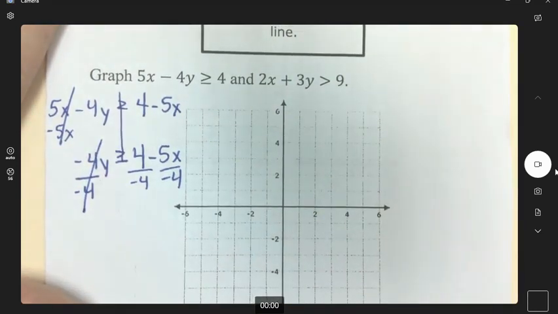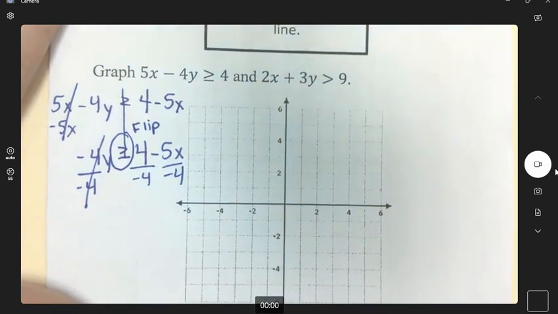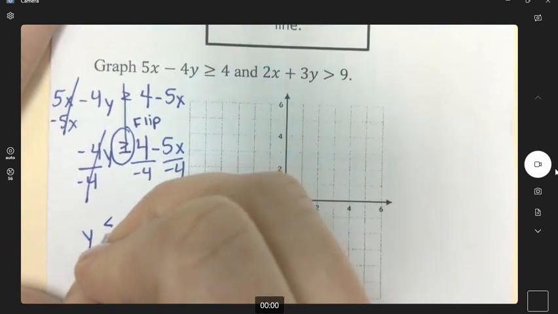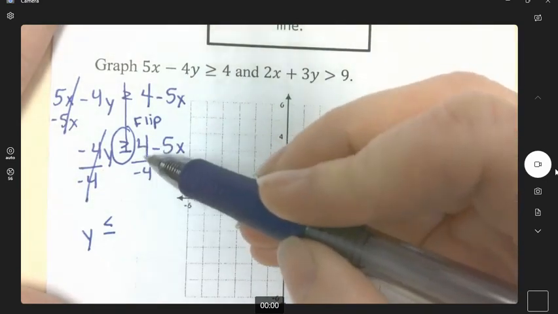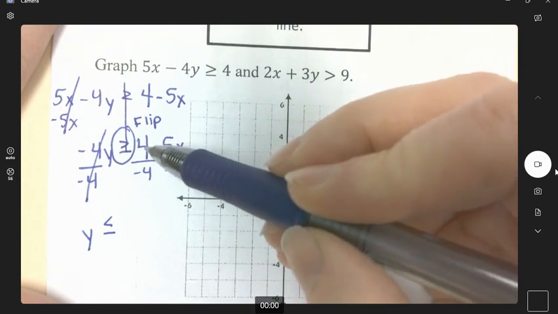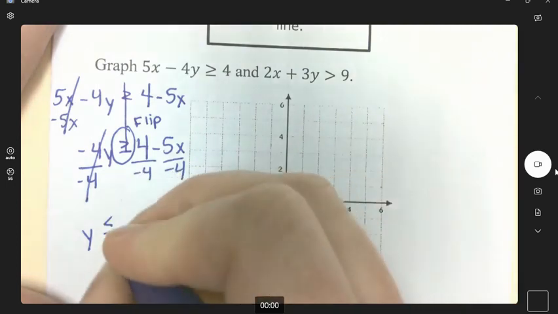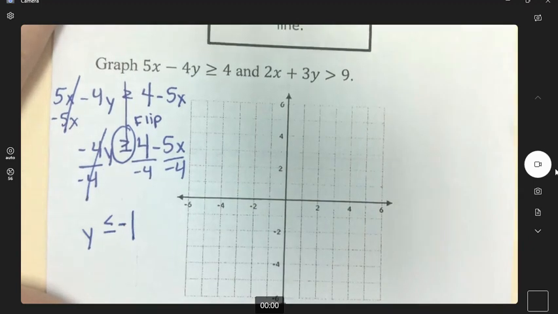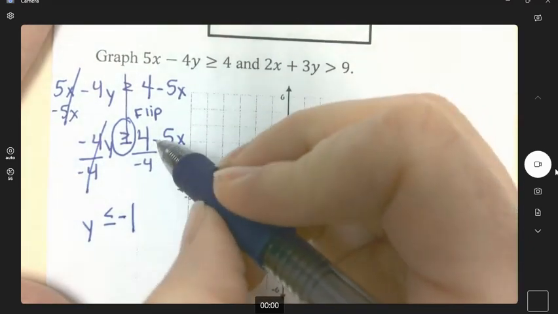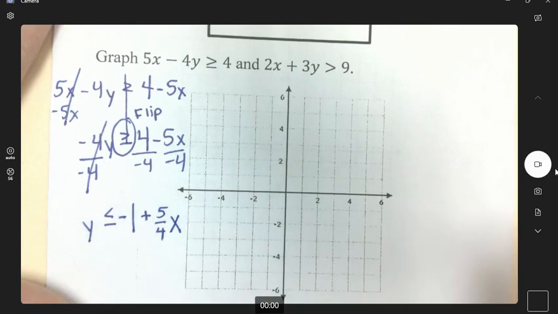But remember the golden rule when dealing with inequalities. If you divide by a negative, what do you do with this sign? You switch it. We're going to flip it. So y is now less than or equal to. If we want to simplify these, we can; if we don't, we can leave them. But let's think about what's 4 divided by 4? 1, but we still have a negative there, so it's negative 1. And then what is a negative divided by a negative? Positive 5/4x.